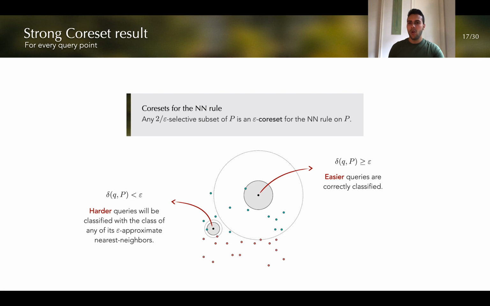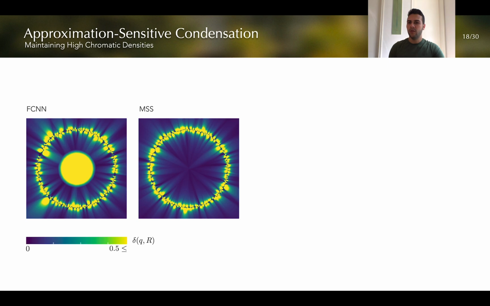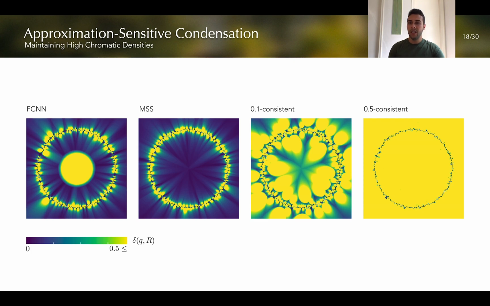And on the other hand, query points that were hard to classify in the first place, that had chromatic density less than epsilon, these points are going to be classified with the class of any of its epsilon approximate nearest neighbors, therefore being a coreset for the nearest neighbor rule. So overall, we know that using standard condensation techniques, the chromatic density values of query points that are far away from the boundaries can get highly reduced. However, if we consider alpha consistent subsets, we can see that the chromatic density values are maintained at high enough values.